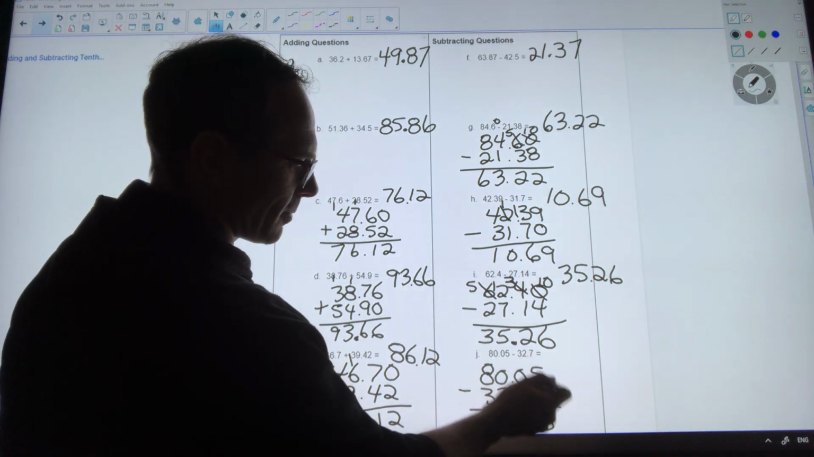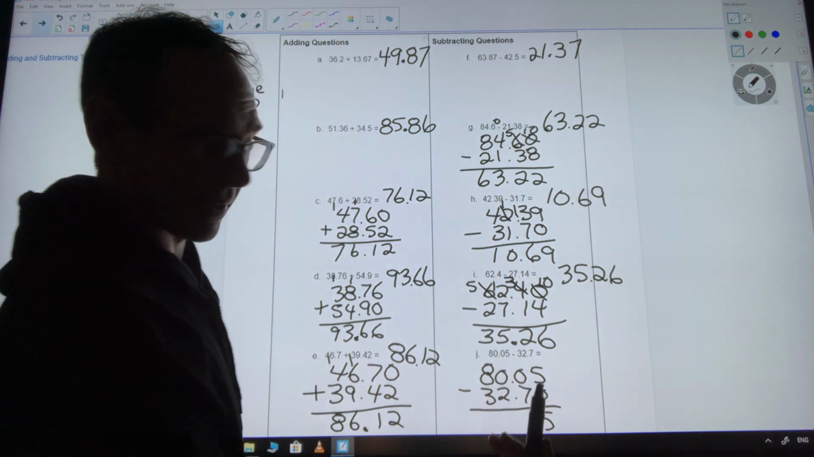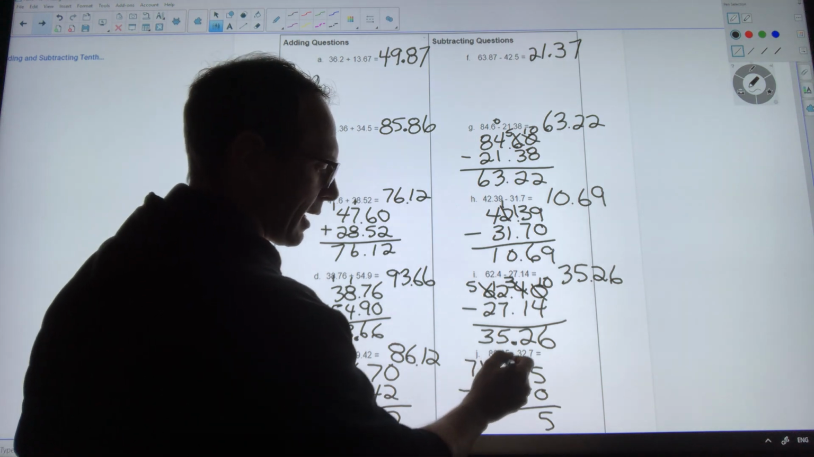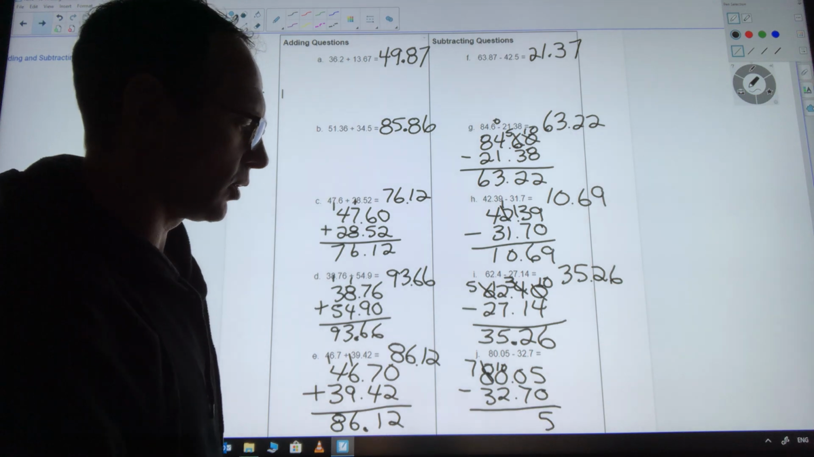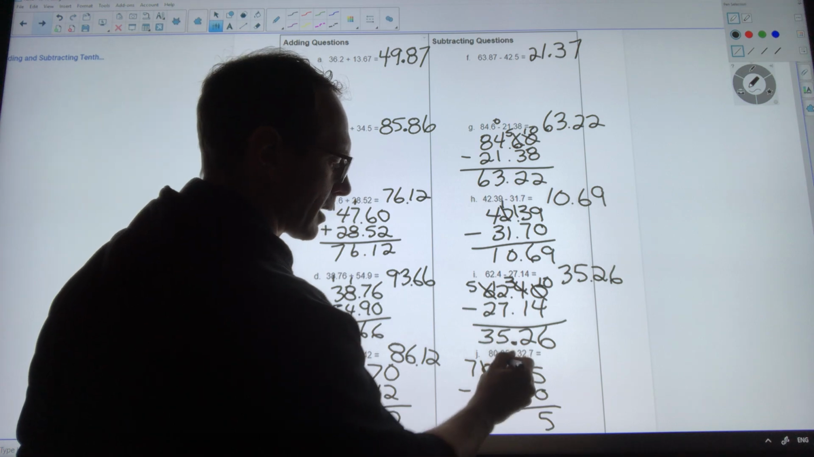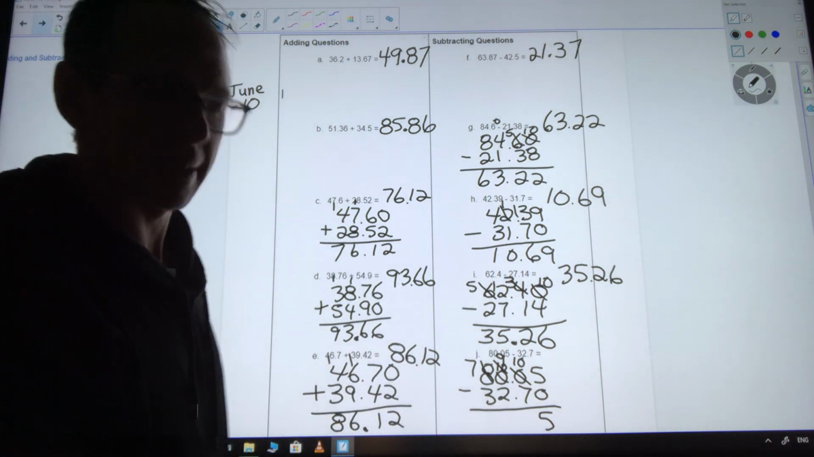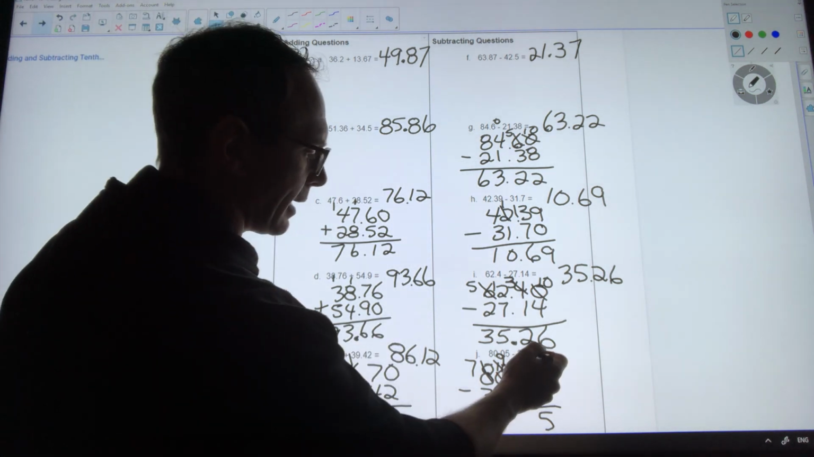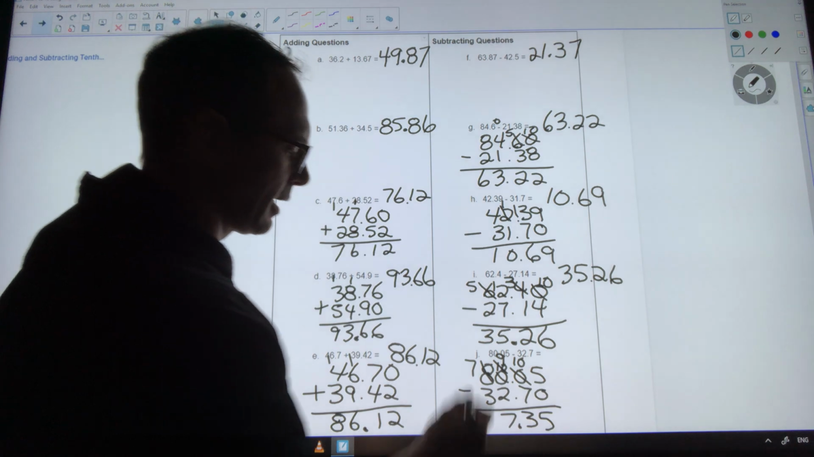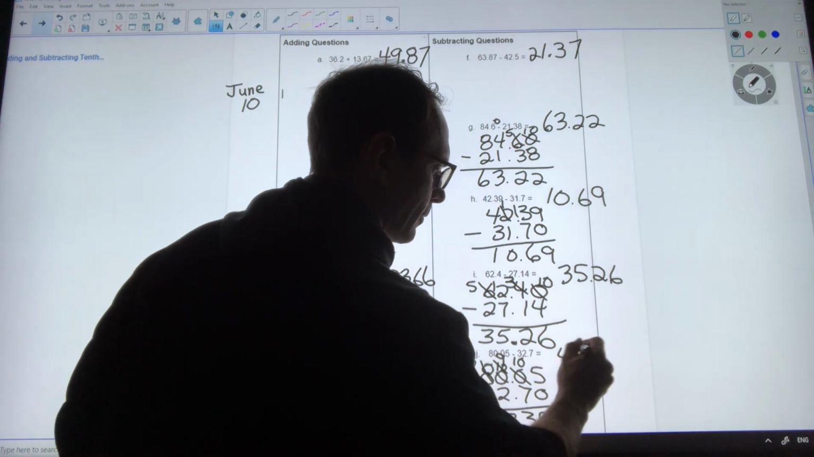All right, now I have 0 minus 7 here, so I'm going to have to borrow. But remember, if I borrow from this 0, I have nothing to give. So let's start off with the tens place here. I'm going to make that 70 and move 110 over to the ones place. That's going to leave us with 10 there. Then I'm going to take one of those ones, it's going to become 9, and move it over to the tenths place. What I have now is 10 tenths, which is 1. Now I have 10 minus 7 in the tenths place, which is 3. 9 minus 2 in the ones, that's 7. And 70 minus 30 is 40. 47.35.